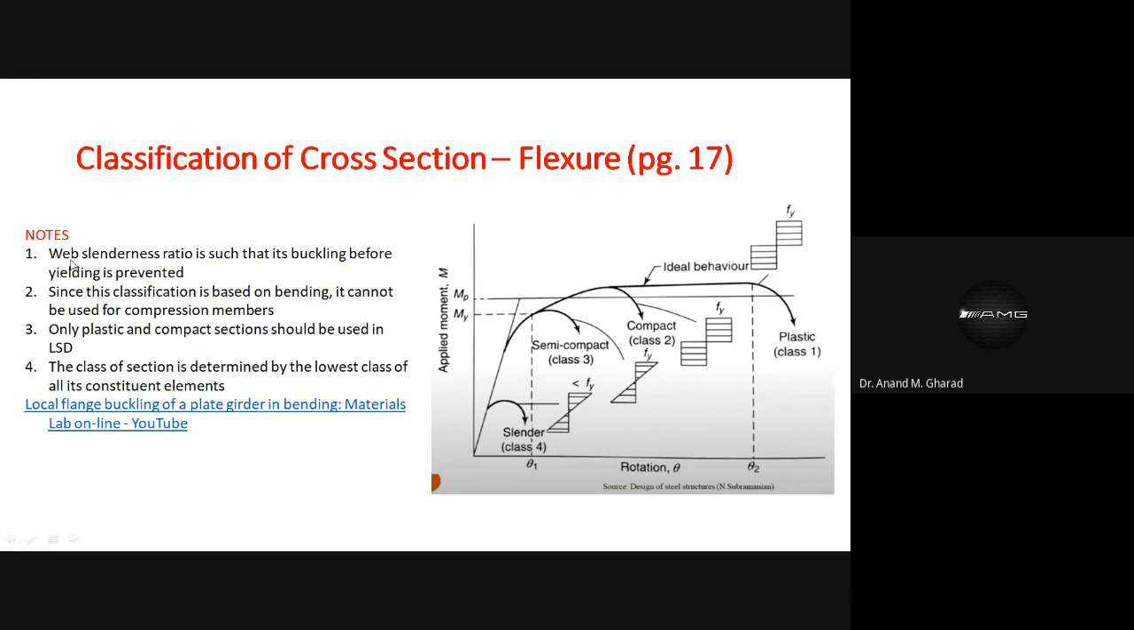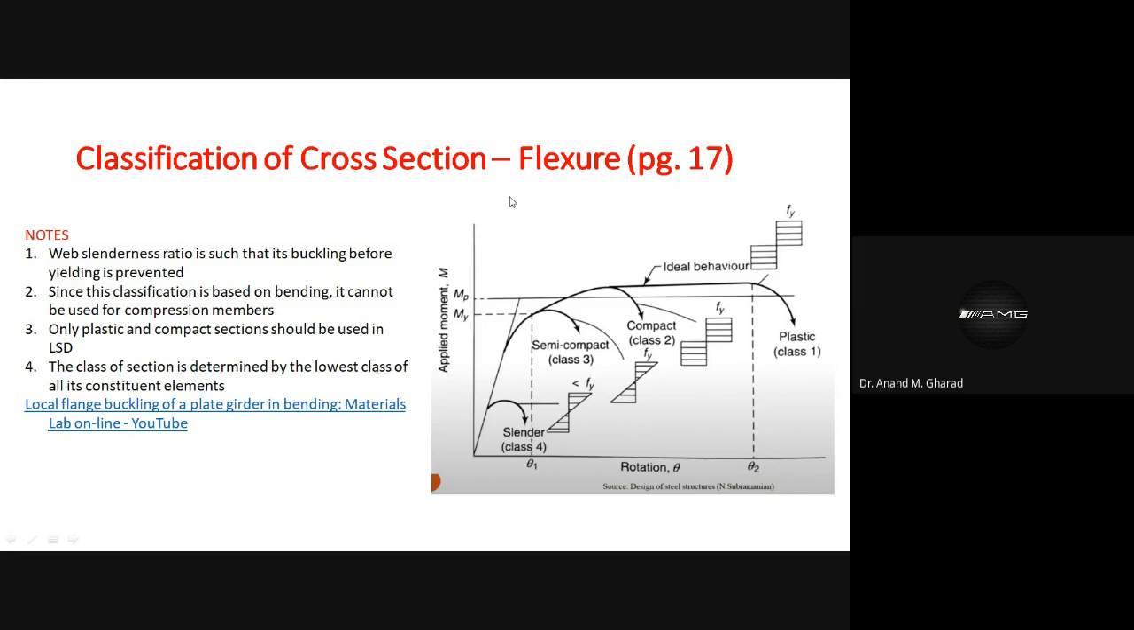And what it says is that the web slenderness ratio is such that buckling before yielding is prevented. That means the vertical web, whatever vertical web we have, should not fail before yielding. At least it should yield. That means this condition should not take place earlier. So these are the assumptions in order to define this behavior. Okay. Second assumption is, since this classification is based on bending, it cannot be used for compression members.